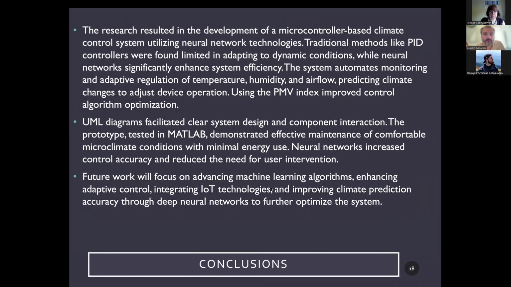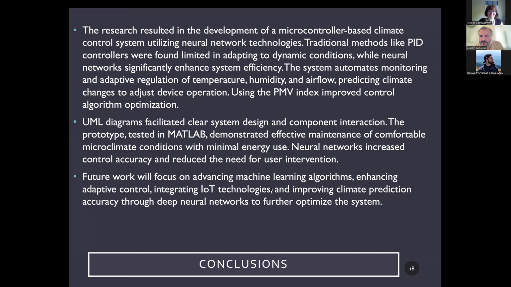And as a conclusion, the research resulted in the development of a microcontroller-based climate control system utilizing neural network technologies. Traditional methods like PID control were found limited in adapting to dynamic conditions, while neural networks significantly enhanced system efficiency. The system optimizes monitoring and adaptive regulation of temperature, humidity, and airflow, predicting climate changes to adjust device operation.